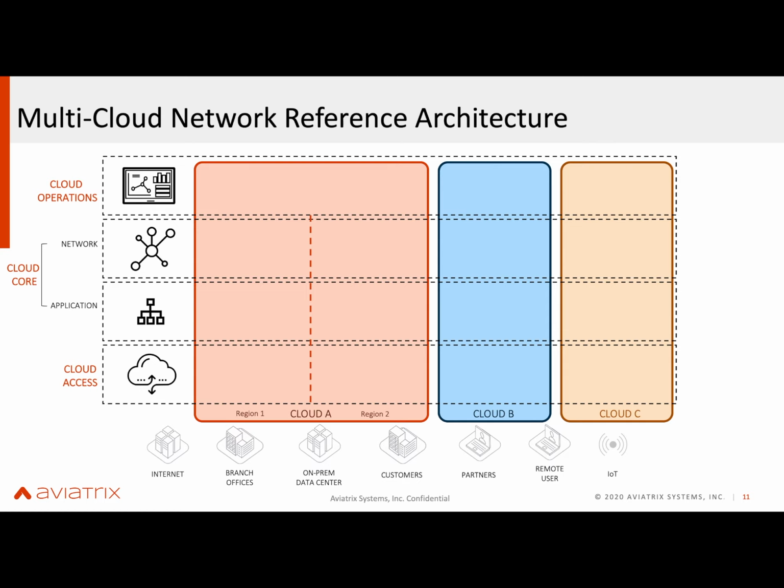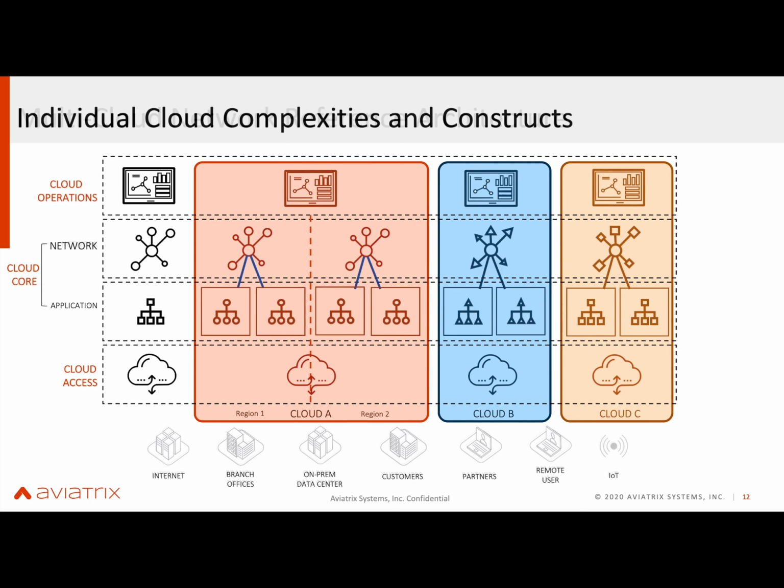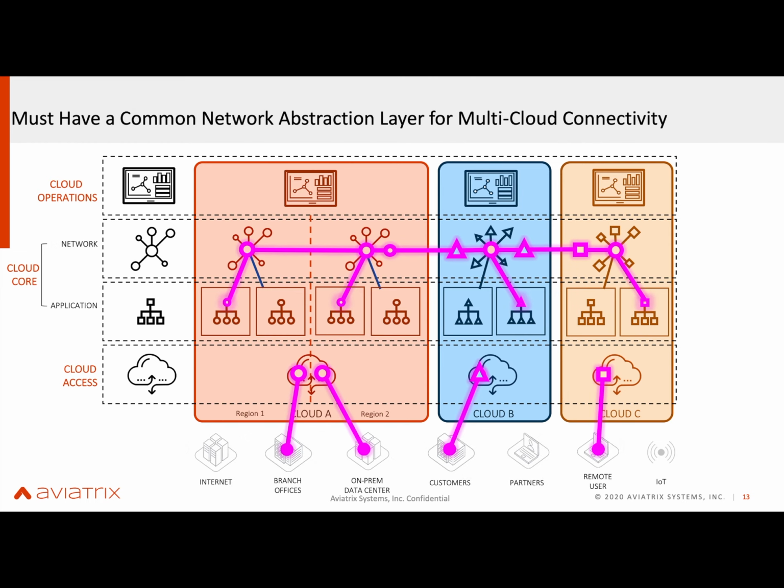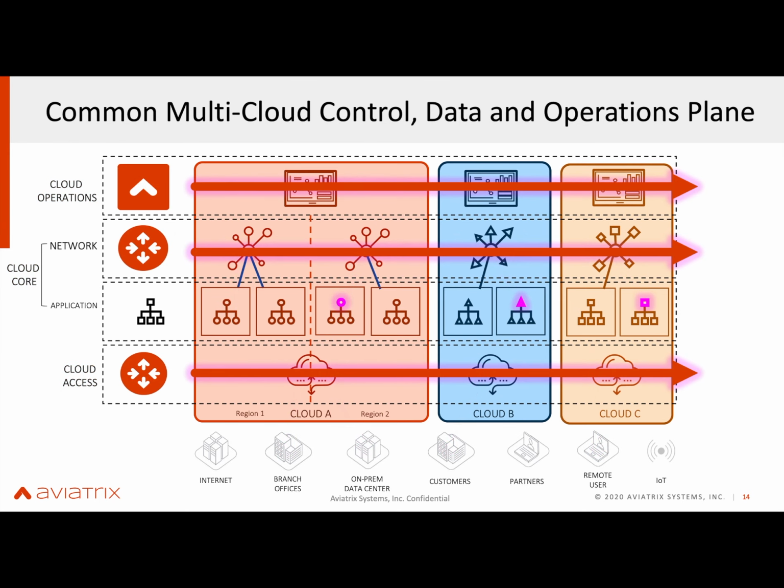But the point is that the moment you step foot in another cloud, you now have to deal with additional complexity that your scripts or your orchestration that you were using in the past just can't deal with or needs to be completely redone. There has to be some way to do this gracefully, and there is. And that's through the use of some sort of abstraction layer. So we need to have a common network abstraction layer for multi-cloud connectivity. We need to come up with a common multi-cloud control, data, and operations plane.